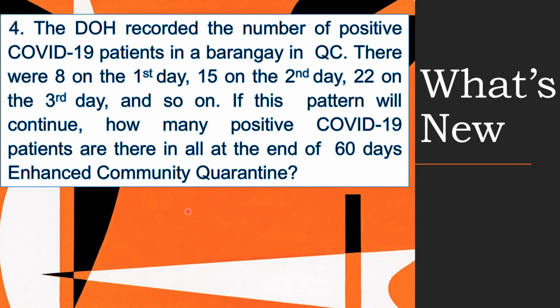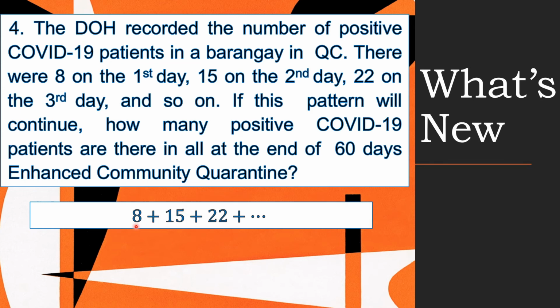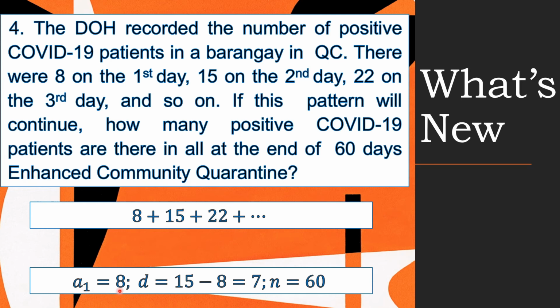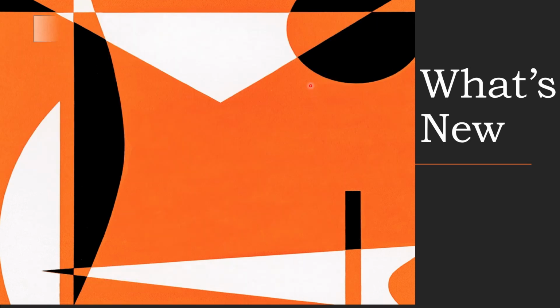So, first we need to list down our sequence, that is 8, 15, 22, and so on. So, we need to identify the given. A sub 1 is 8. Common difference is 15 minus 8, or we need to get the difference between the second term and the first term. That is equal to 7. And the value of n is 60, since the ECQ will be within 60 days. Let's continue to solve the problem.